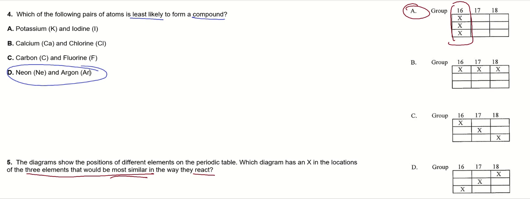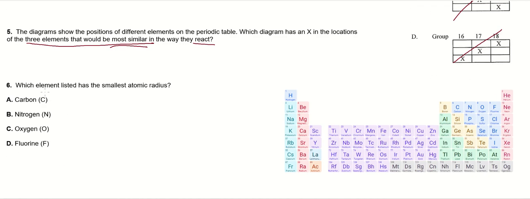Even the elements in the same group can be very different, but this is even worse, and these are all going to be much, much more different. So you're always picking the best answer, and we've been learning fundamentally that when atoms have the same number of valence electrons, they're going to behave similarly. Although that's kind of subjective. All right, number 6.